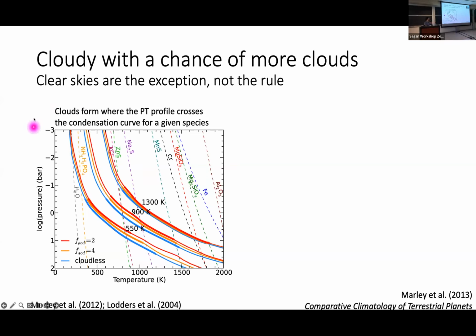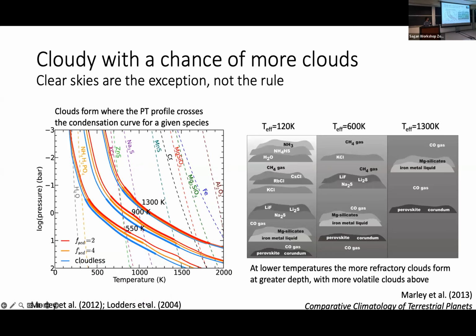So here again, we're looking at pressure on the y-axis, temperature on the x-axis. If we just take a look at the 550 Kelvin effective temperature pressure profile curves, we see that they cross the water condensation curve up here at low pressures or high altitudes. So we expect to see water clouds for these cooler planets high in the atmosphere and showing up as the sort of dominant species setting our cloud top in our thermal emission continuum or our reflected light spectrum. But for hotter planets, they don't cross these condensation curves.